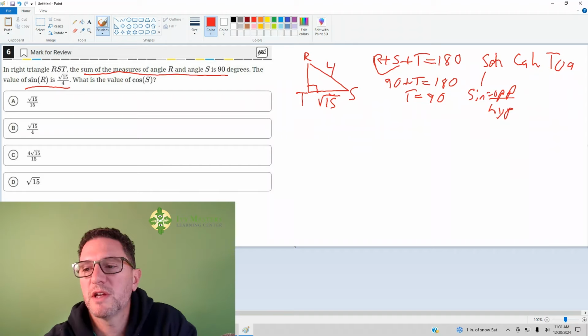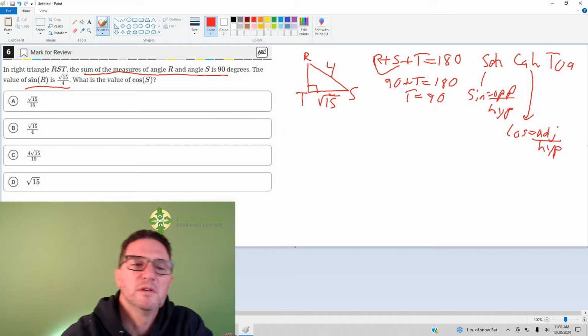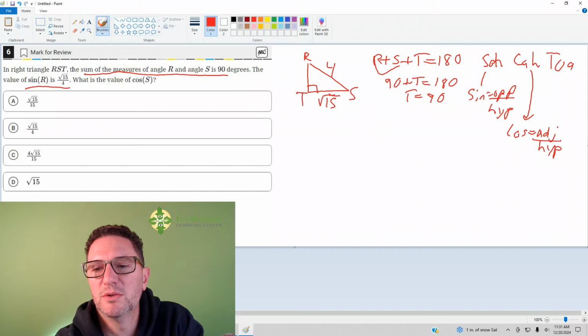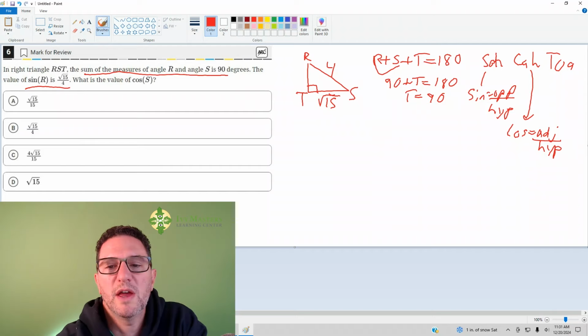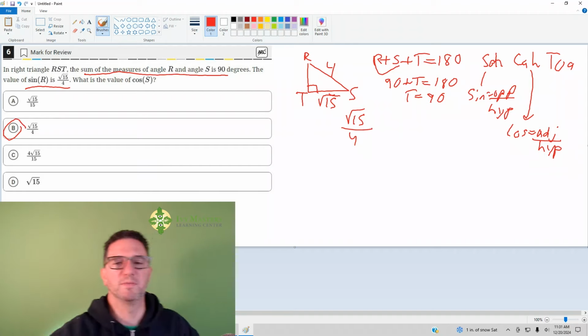And we're looking for the cosine of S. So cosine equals adjacent over hypotenuse. Adjacent just means next to. So the cosine of S, what's next to it? It's root 15. And what's the hypotenuse? It's 4. Okay, so that's how you'd actually do it. So you can see here that your correct answer is B.